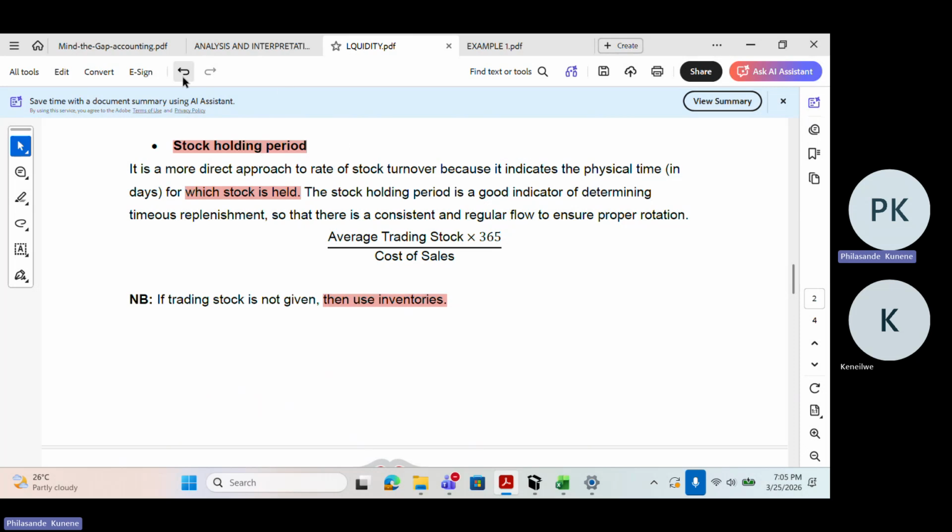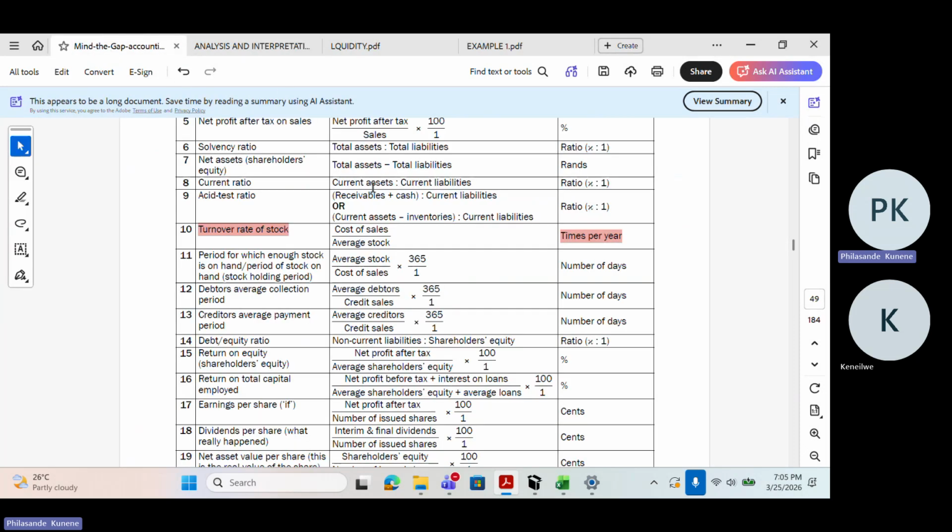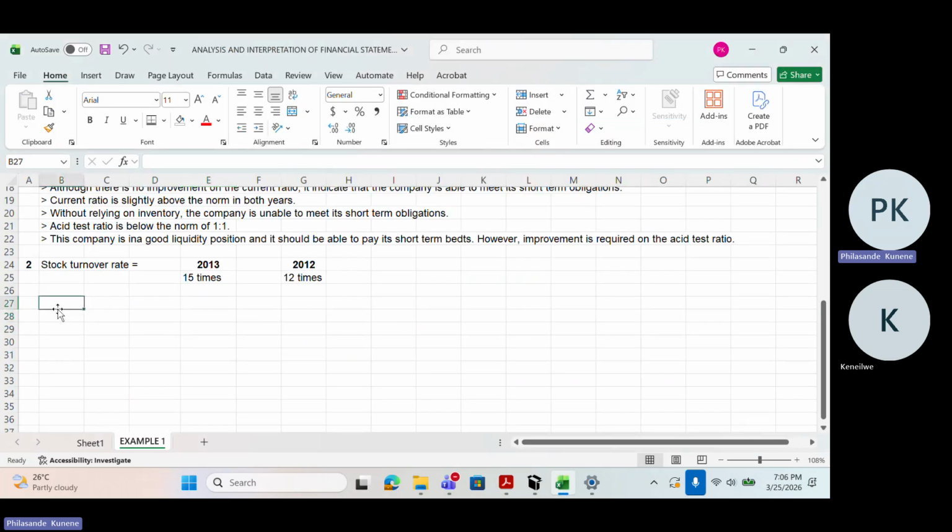This one, I think it's calculated in days. The stock holding period, or period of stock on hand, it is in number of days. This one, I want this number of days to keep on decreasing all the time. I want turnover rate to increase, but stock holding period must decrease, because it means I am not keeping my stock on my shelves for too long. No one would ever want that.